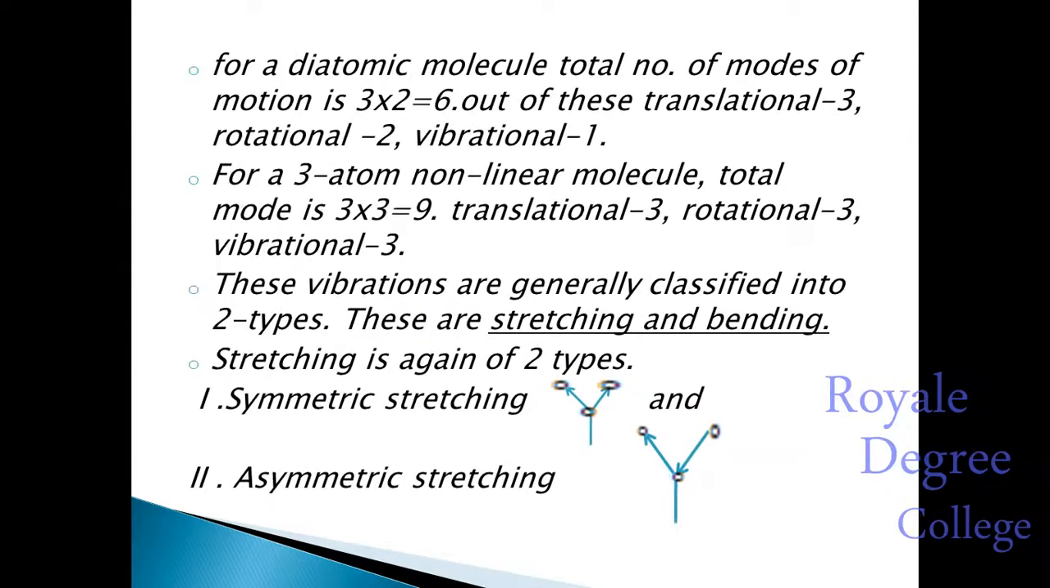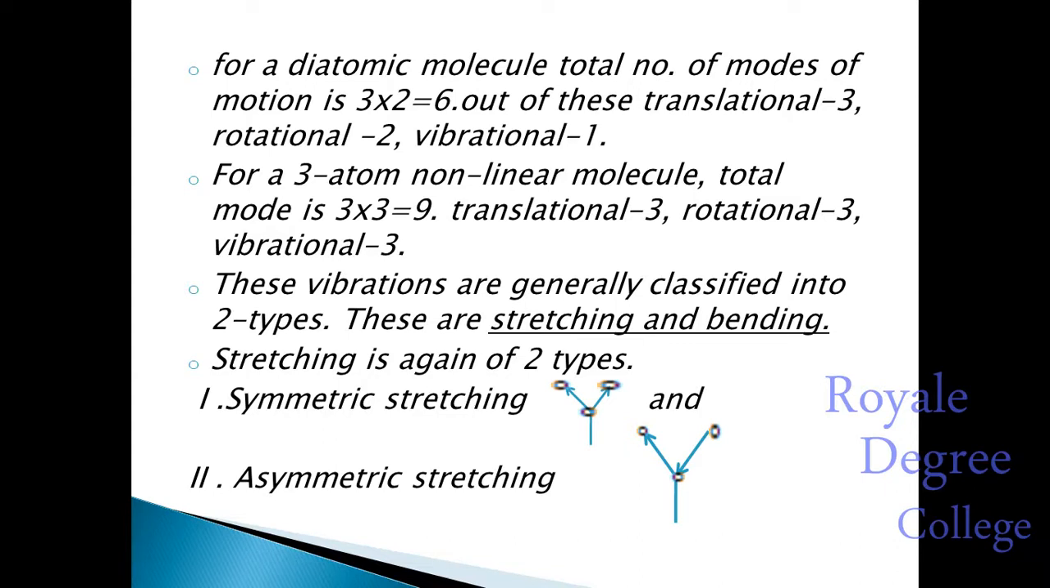For a diatomic molecule, the total number of modes of motion is 3 into 2. As we are using the formula 3n, n here is 2. So 3 into 2, we get the value 6. Out of these, rotational 2, translational 3, and vibrational 1. Now for a 3 atom non-linear molecule, the total modes are 3 into 3, so it is equal to 9. Here translational 3, rotational 3, and vibrational 3.